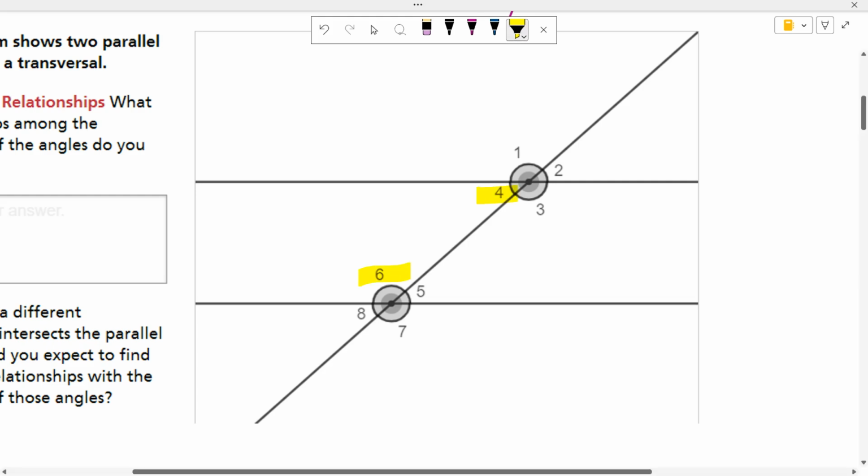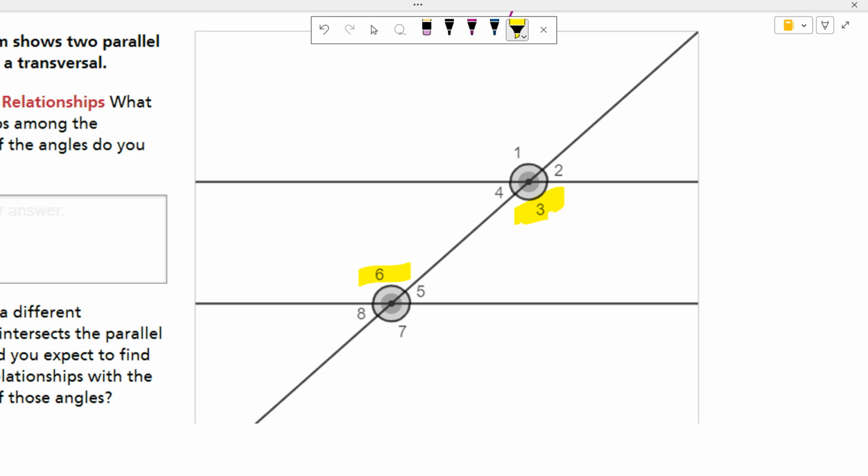How about 4 and 6? Same side interior because they're both on the same side of the transversal and to the inside of the two lines. What about 1 and 6? Corresponding, because they're in the same corresponding position. What about 3 and 6? Alternate interior.